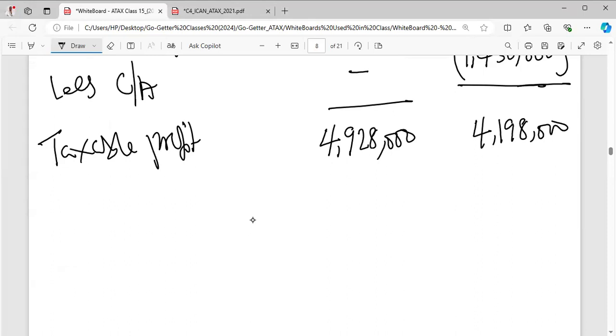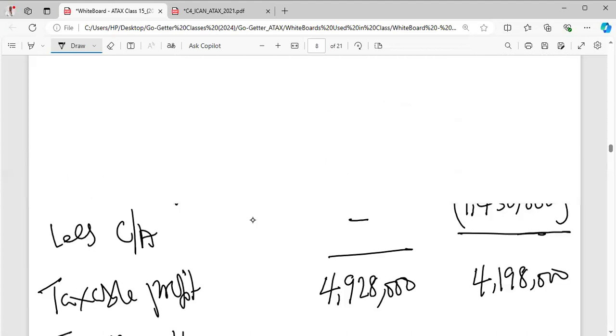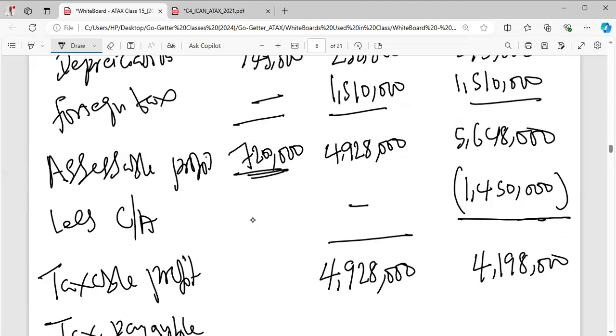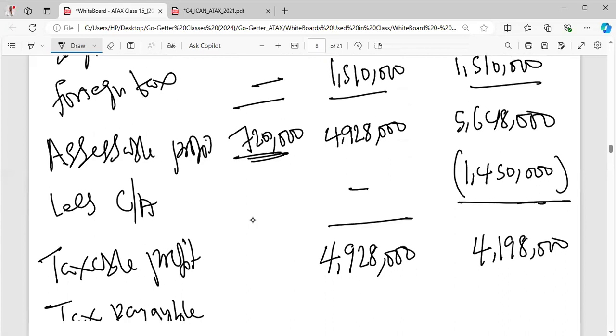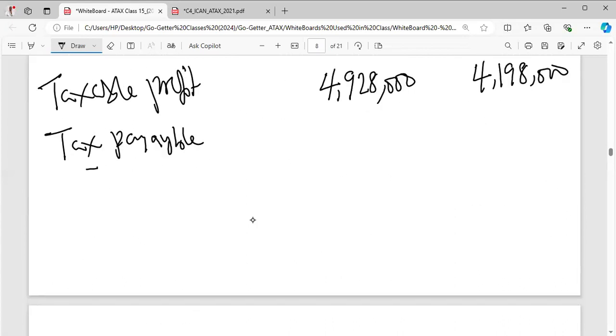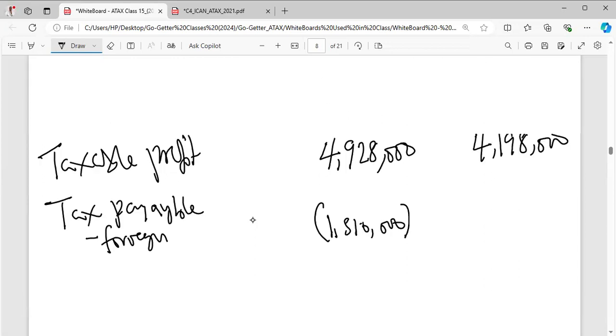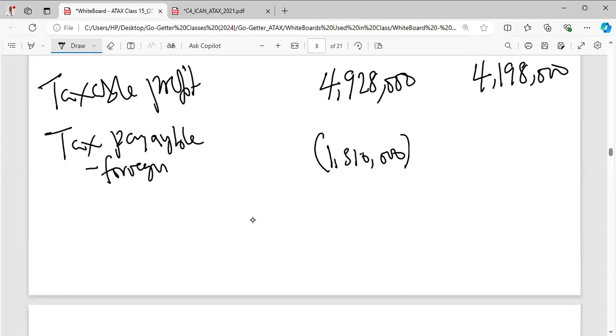Because let's say this is tax, tax payable. Okay, the tax you paid, 1,510 here. Let's start. Foreign 1,510. See that you have brought it back. So why we added it the first time was because we want to get assessable profit and total profits. But now we've added it back.